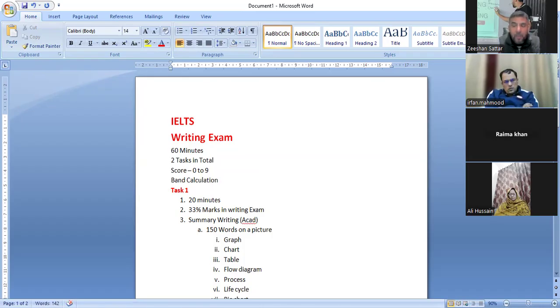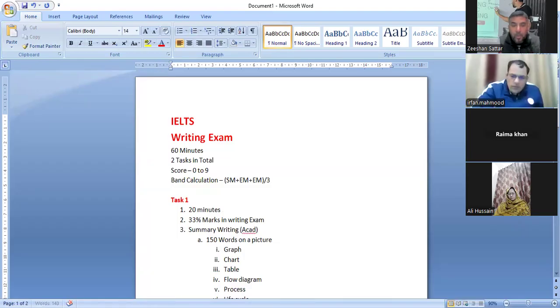band calculation in writing exam will be like this one: summary marks plus essay marks plus essay marks divided by 3. So it is the calculator, it is the formula that examiner uses. If there is any GT student, the band calculation will be like this. It will be letter marks plus essay marks plus essay marks divided by 3, and this will turn into the writing exam score.